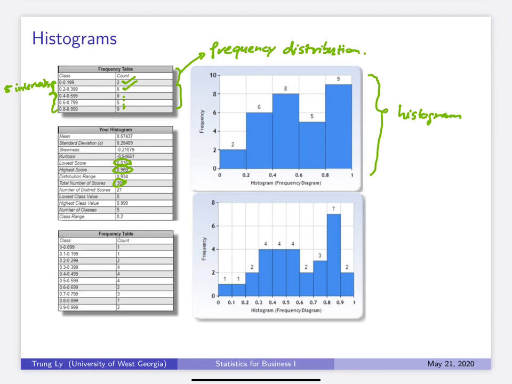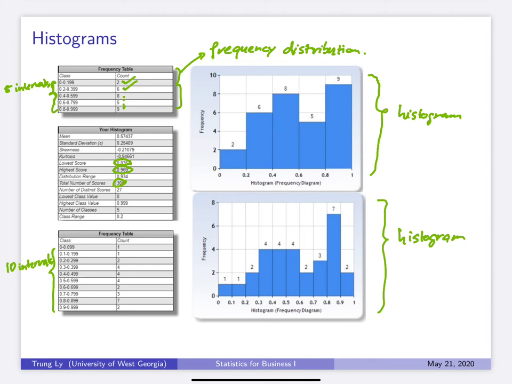Note that this histogram is a perfectly good representation of the data. But let's see what happens if I have 10 intervals instead of 5. Then what I have is the second frequency distribution here, where I have 10 intervals, and the corresponding histogram. Note that they now give us more information about the data.